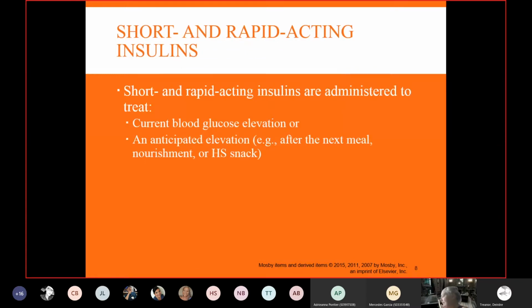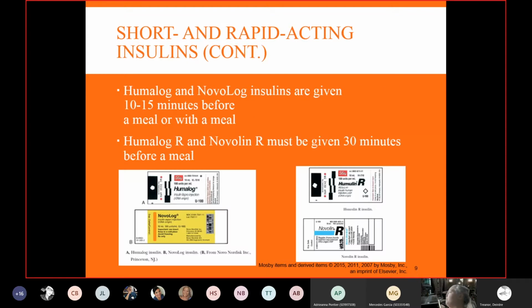So the short and rapid acting, they're usually given to treat a current elevation, or, as I said, an anticipated elevation. So after a meal or snack or anything like that. So short and rapid acting, you've got Humalog and Novolog, and those are usually given 10 to 15 minutes before a meal. Now, that being said, if the meal may be delayed, do not give a patient the insulin, okay?